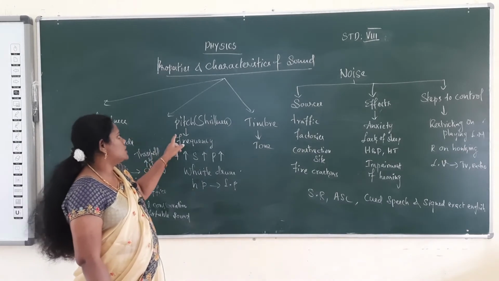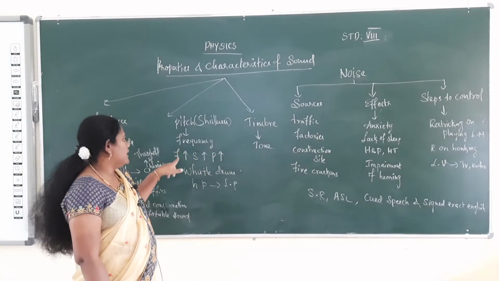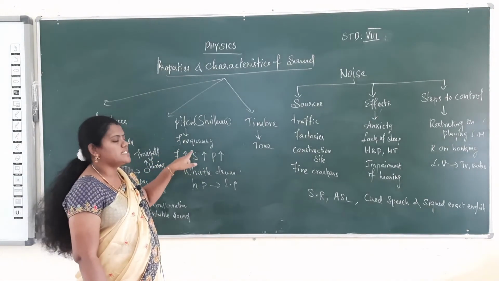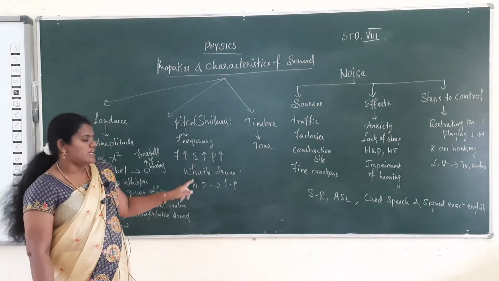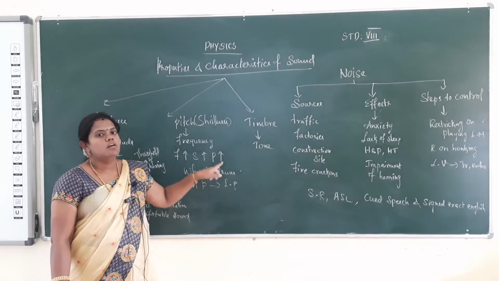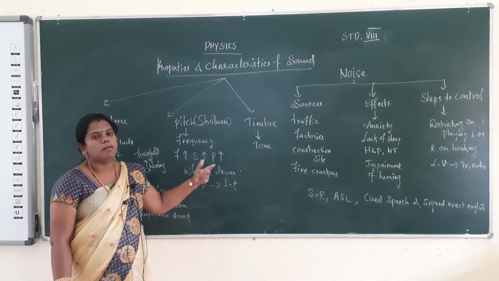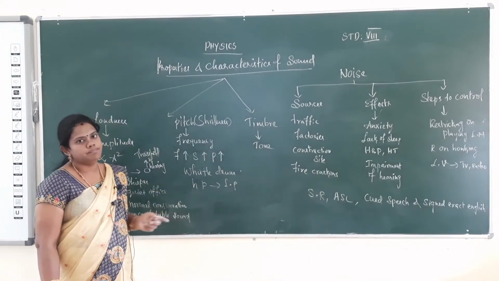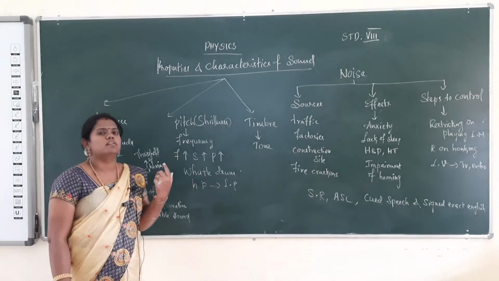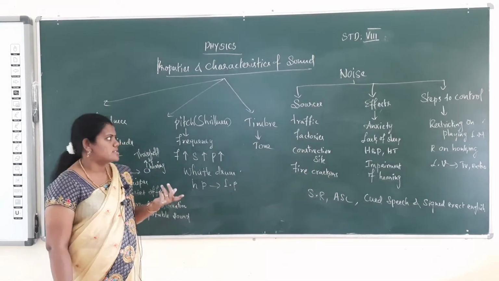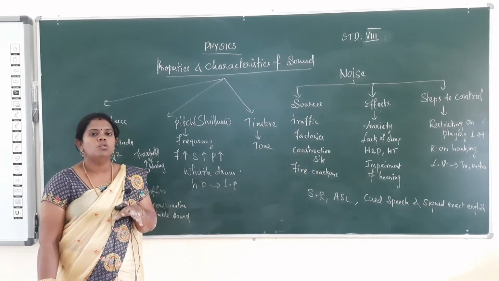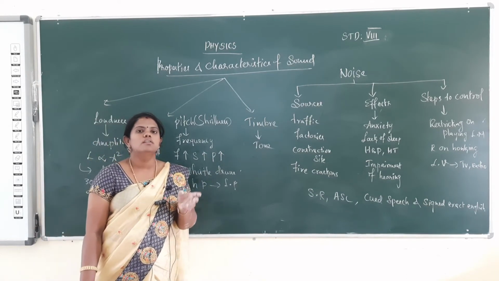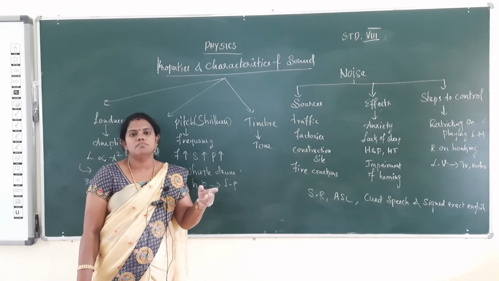Then pitch is completely based on the frequency. When frequency increases, shrillness increases, and automatically pitch increases. Whistle and drum: a whistle has a high pitch sound comparable to the drum, women have a high pitch sound comparable to men, and a child has a high pitch sound comparable to adults. And timbre is completely based on the tone, which easily distinguishes sounds of the same loudness and same pitch.